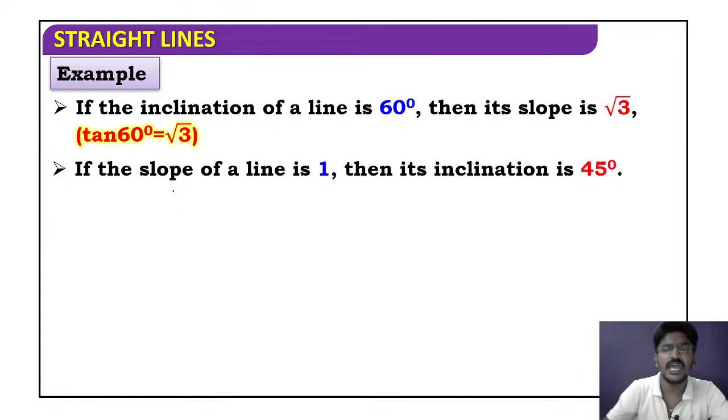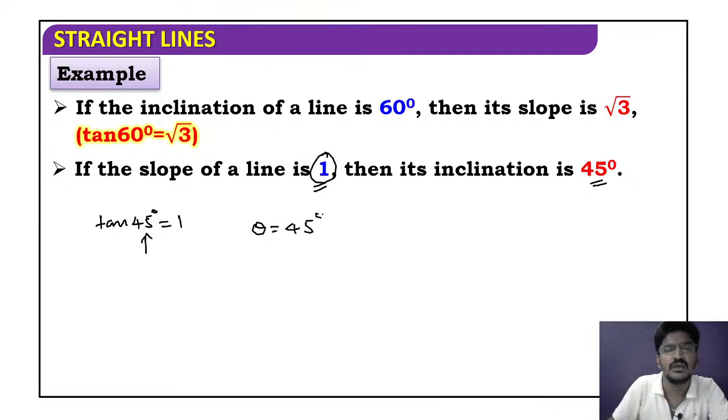The slope of the line is 1. You can just see here the second example. If the slope of the line is 1, then the inclination is 45 degree, because you can just see that tan 45 degree is 1. So that's why here, if the slope of the line is 1, then the angle is 45 degree.